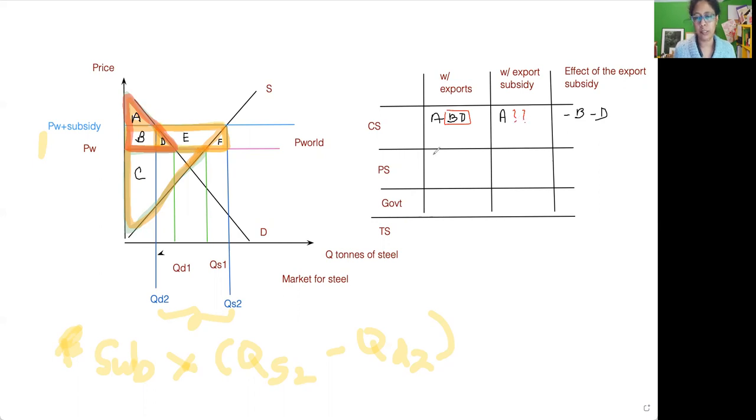Producer surplus before was that area C, that's everything below PW. So let's show that. Everything below PW, but above the supply curve, right? We're taking the costs out of the revenue from PW times QS1.